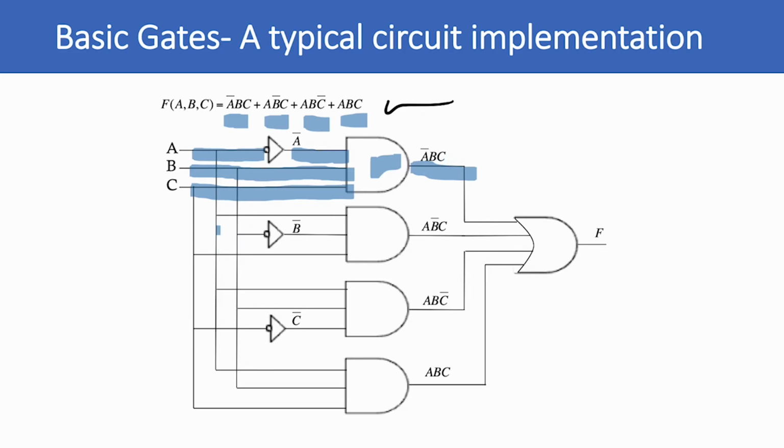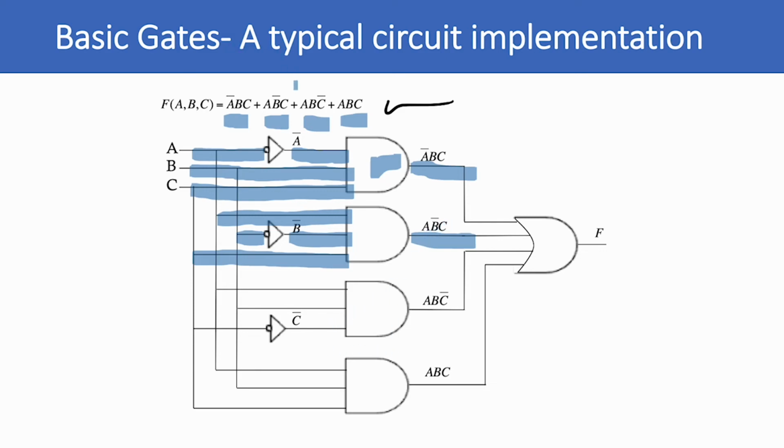Okay, let's look at the second one. The second one is A B bar C. So for the second one we have a single A right here, and B has to be inverted because we need B bar going in right here, and then the last one is C going in right here. So this output is equal to A B bar C.